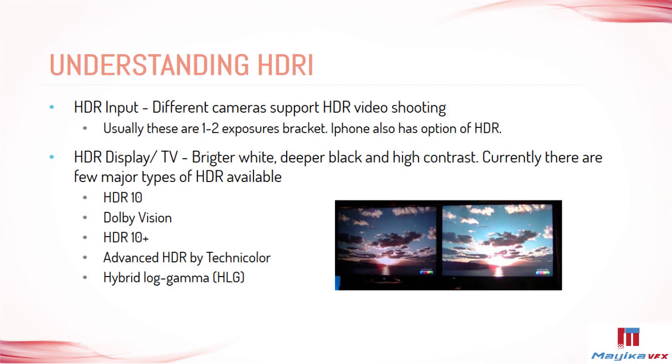And in terms of HDR output, there are several TVs available in the market. The major types of HDR currently available are HDR10, then Dolby Vision, HDR10 Plus, Advanced HDR by Technicolor, and Hybrid Log Gamma. There are different companies which are developing these standards, these technologies.